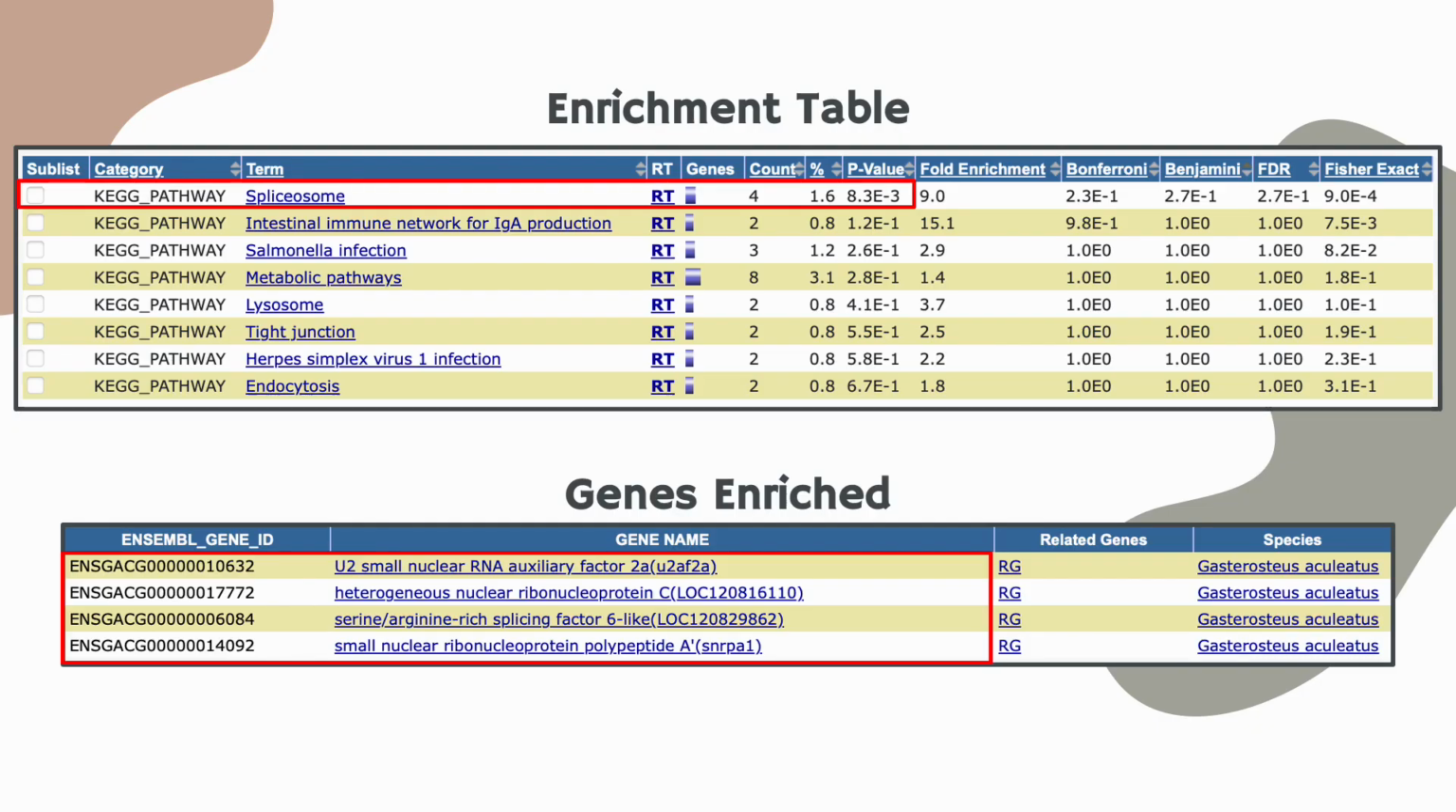For my list of interest, the KEGG pathway that was enriched was the Spliceosome pathway, highlighted in red. The pathway saw enrichment in the p-value and Fisher exact, but not for full enrichment: Bonferroni, Benjamini, and FDR. I also had 4 genes in the pathway that were enriched.